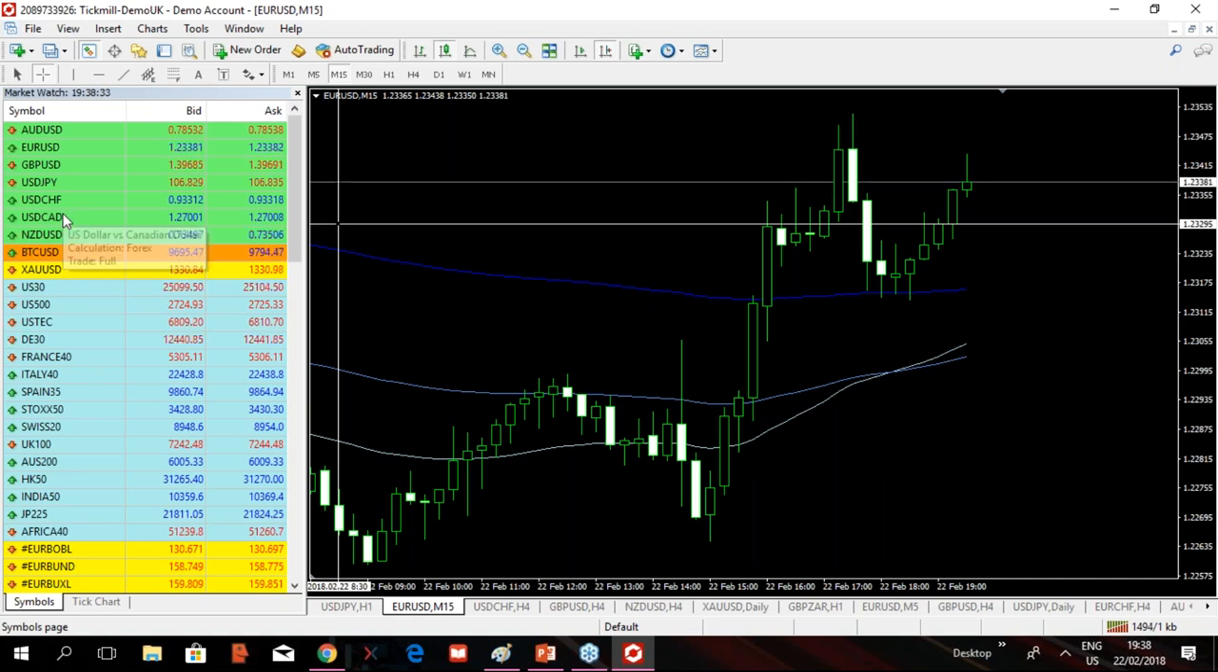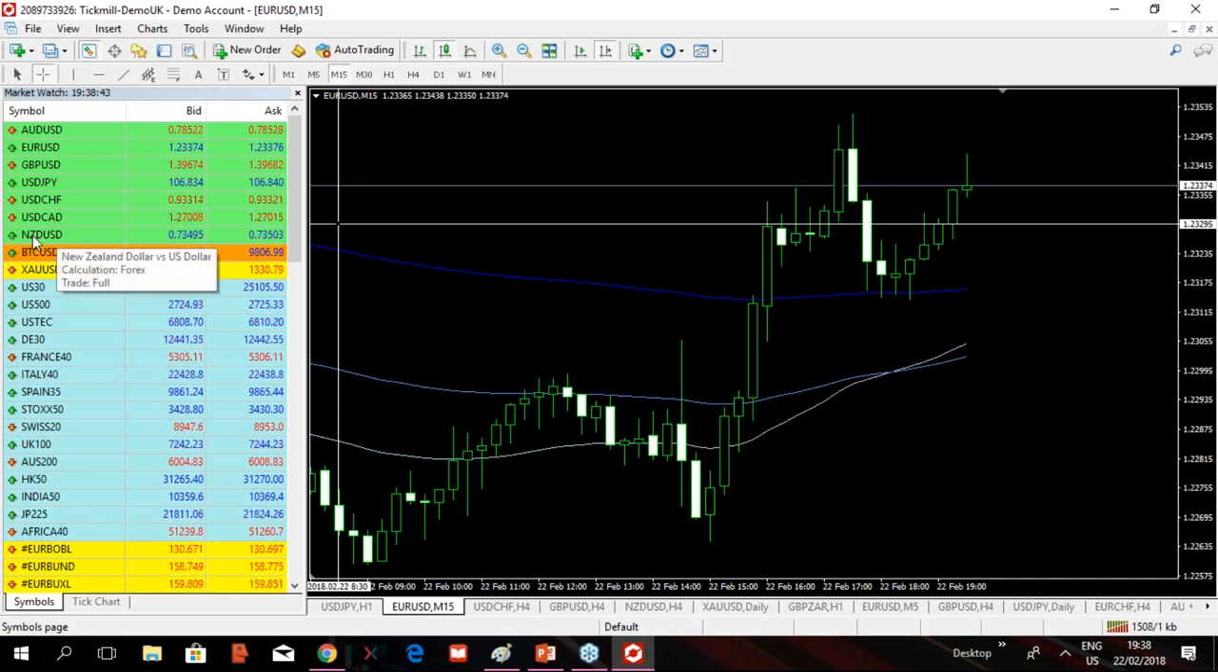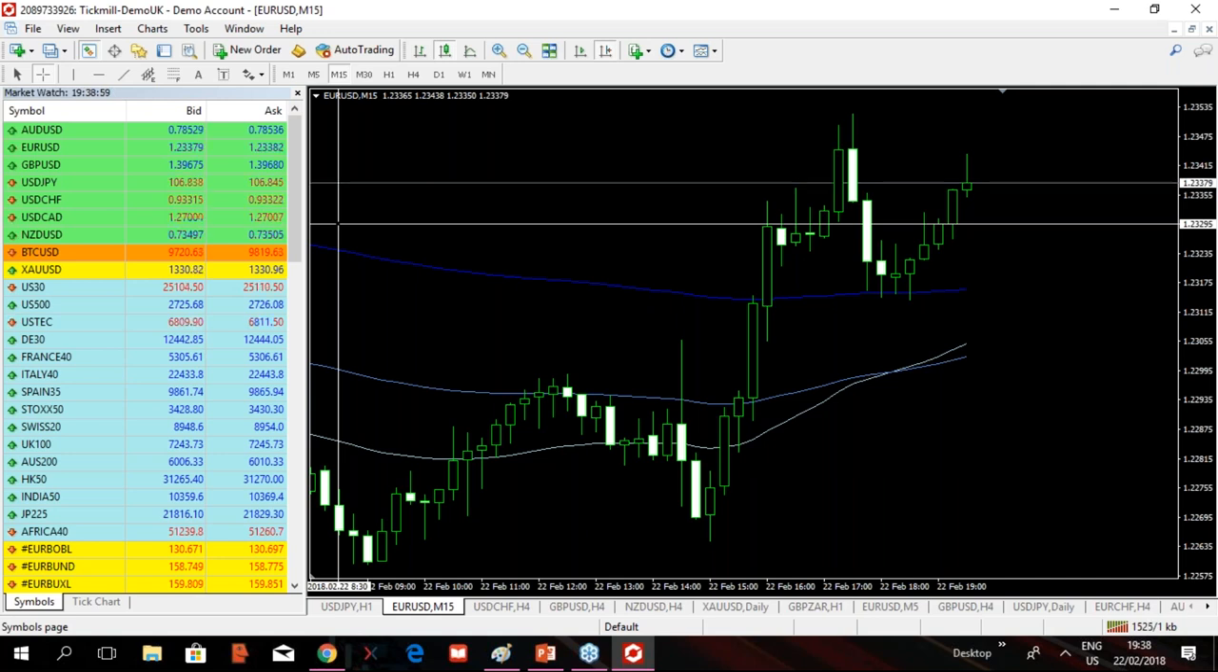Okay, and you've got the CAD, that stands for Canadian dollar. It's got a nickname as well. It's called the Loonie, L-O-O-N-I-E. And you've also got the NZD, which stands for the New Zealand dollar. The nickname for the New Zealand dollar is the Kiwi, K-I-W-I. So I've covered most of the major currencies. The major currency pairs are usually those paired up with the US dollar, and they're usually called the major currencies. Okay, hope you guys got that.